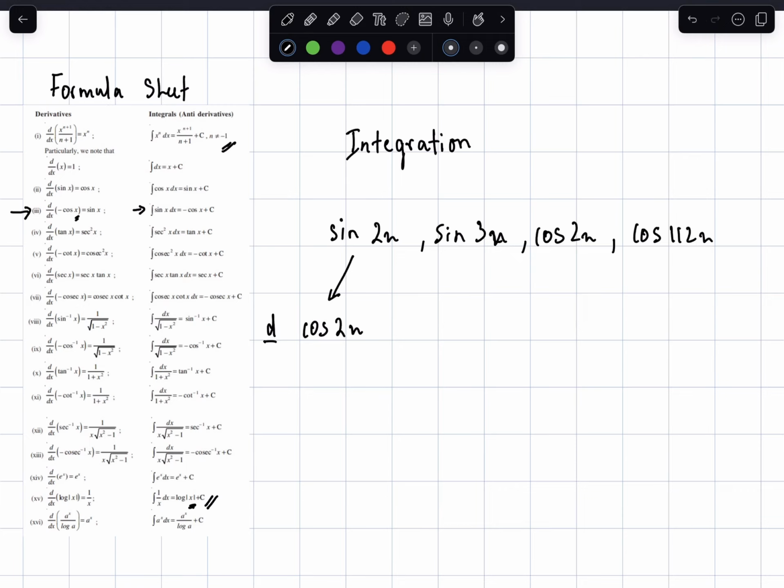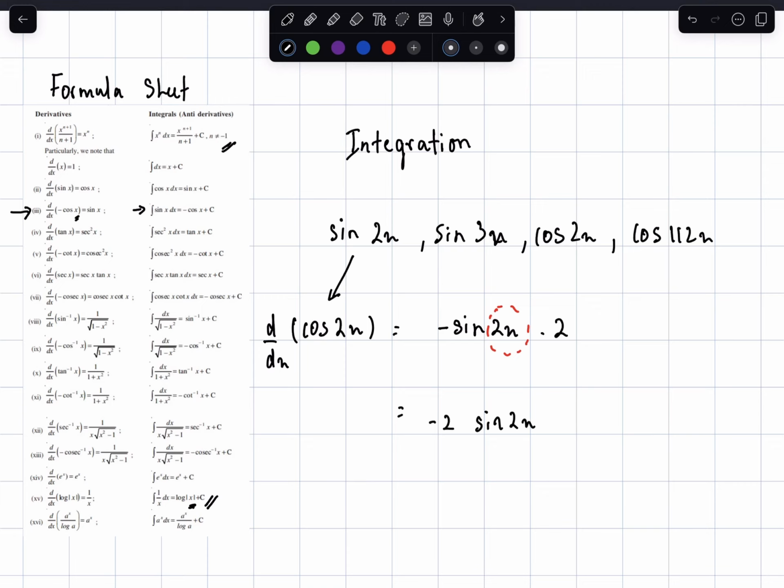Sorry, d by dx. What is the differential of cosine? Minus sine, right? Minus sine 2x. Now you have to differentiate whatever is inside. So differentiate and multiply: the differential of 2x is 2. So this gives me minus 2 sine 2x.